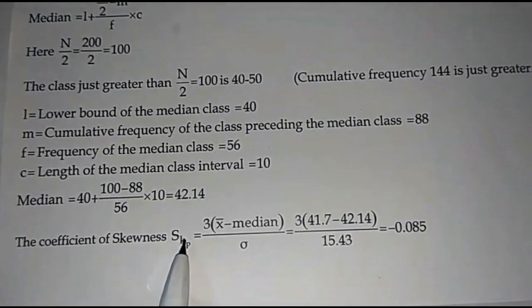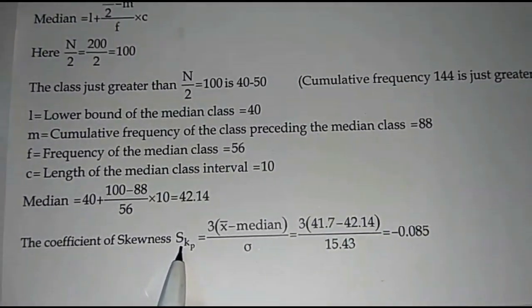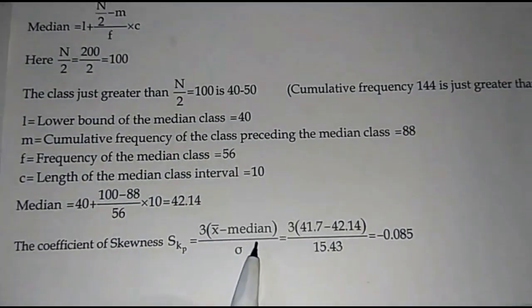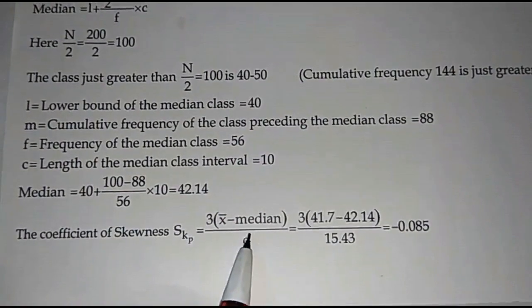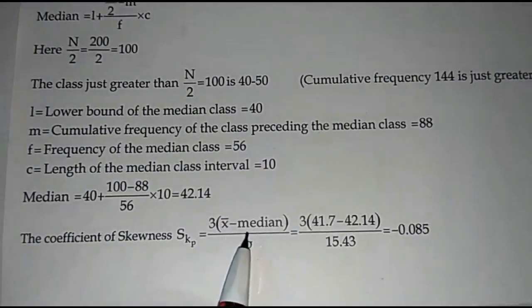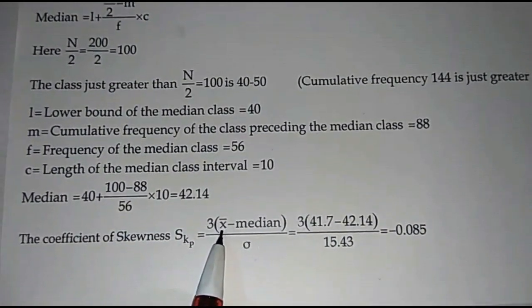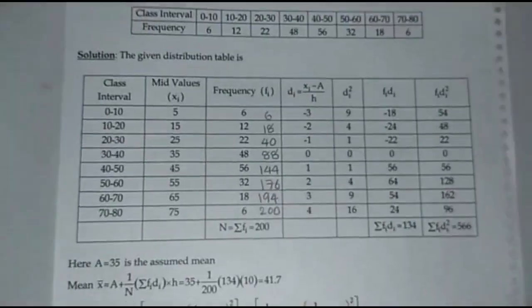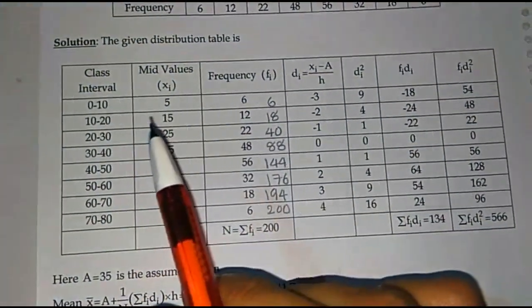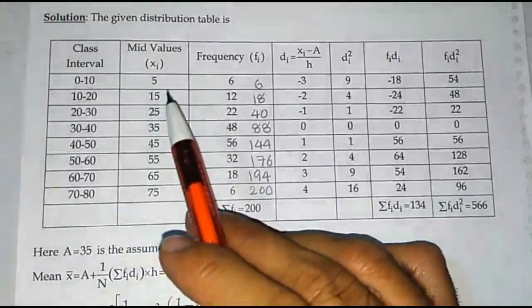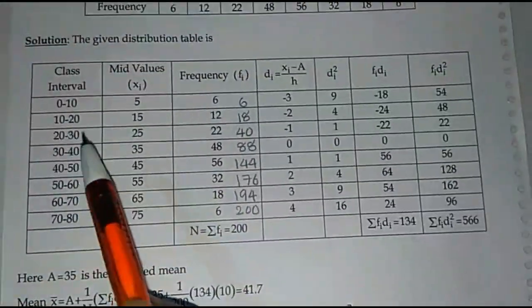In this problem, we evaluate the coefficient of skewness based on mean and median using this formula: Skp equals 3 into x bar minus median divided by sigma. So first we have to evaluate the mean, median and standard deviation of the distribution. Now first we evaluate mean, median and standard deviation by the step deviation method.